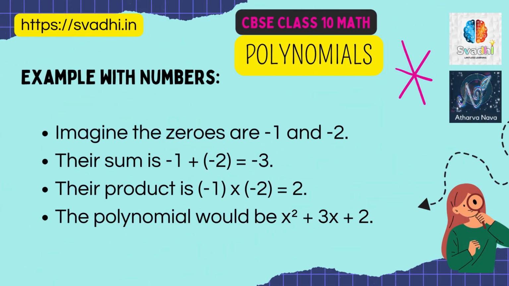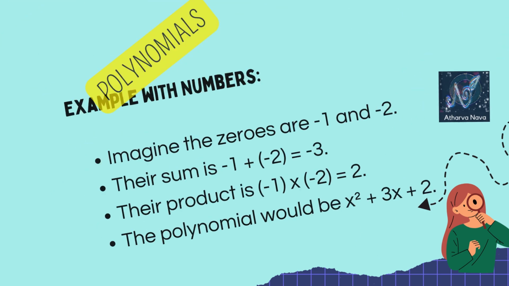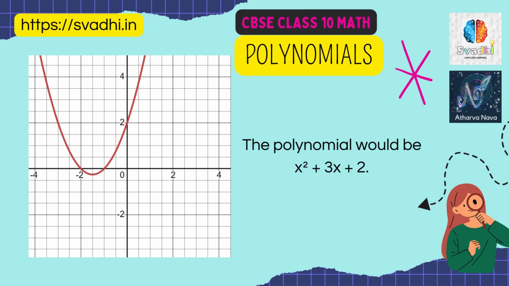Example with numbers. Imagine the zeros are -1 and -2. Their sum is -1 plus -2, equals -3. Their product is -1 times -2, equals 2. The polynomial would be x² + 3x + 2.